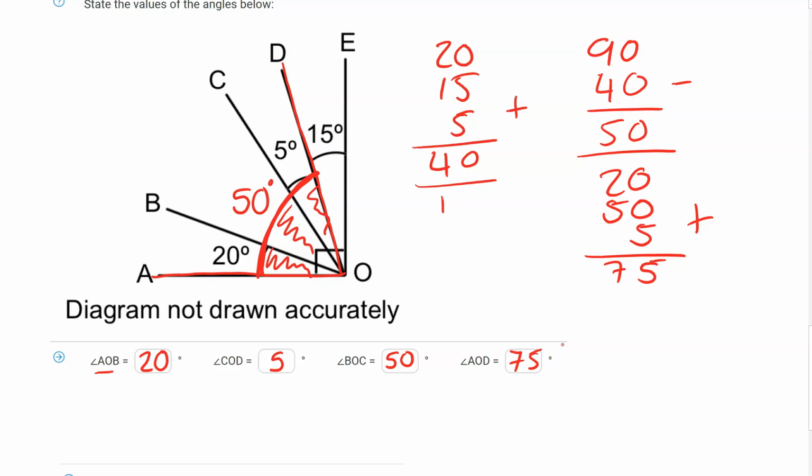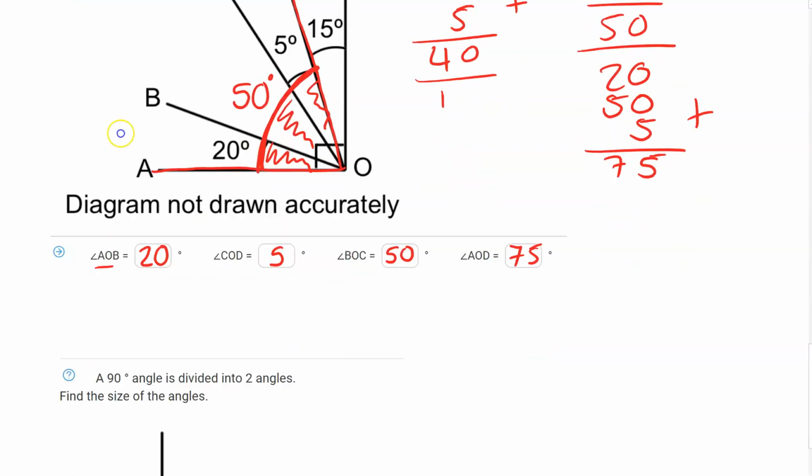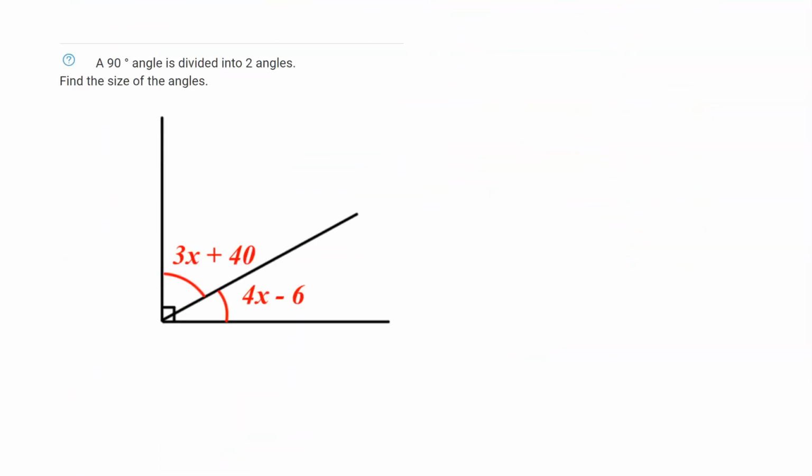The last one is a challenge, I'm not going to lie. It's an algebra one, but it is doable. So we know they've got to add up to 90. So I know that when I do 3x plus 40, add 4x minus 6, I have to get the answer 90.